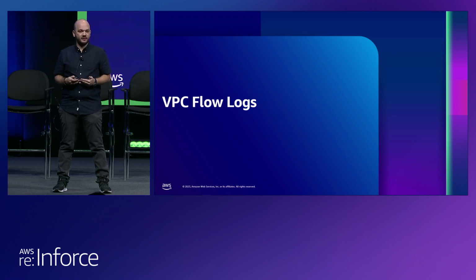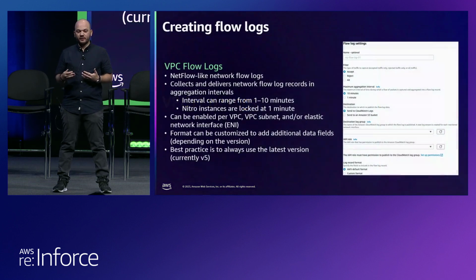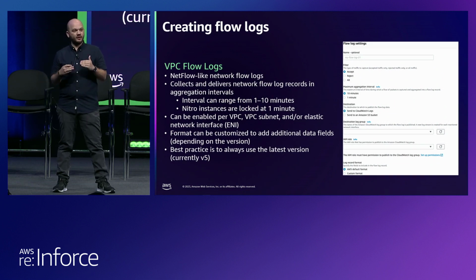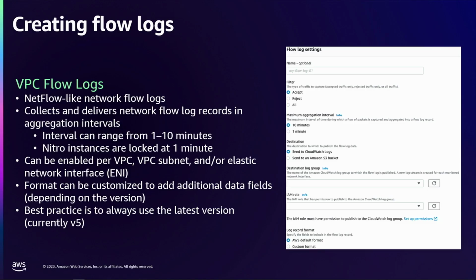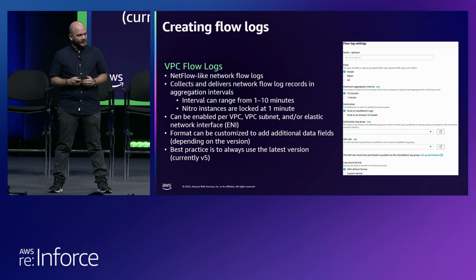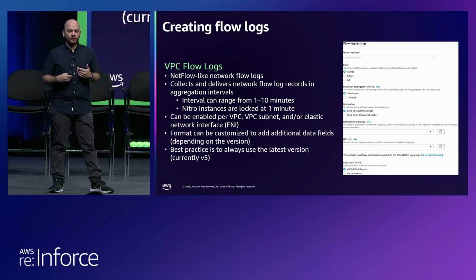VPC flow logs is our service to collect logs from your subnet. You can do it on a subnet level, you can do it on an ENI level, which can help you to inspect the traffic that's coming in and out, whether it was accepted or denied. It's like a network flow that you can monitor in your VPC. And that can allow you to have an understanding of how the traffic flows inside your networks. That can also be integrated with third-party solutions that can allow you to do more analysis on what's happening inside your network to try to understand the traffic.